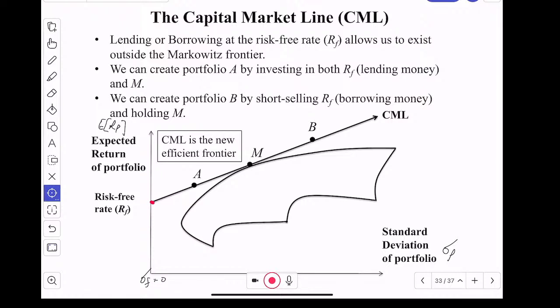Lending or borrowing at the risk-free rate allows us to exist outside of the Markowitz frontier, which is this frontier. This is the efficient frontier. These are all the feasible combinations.